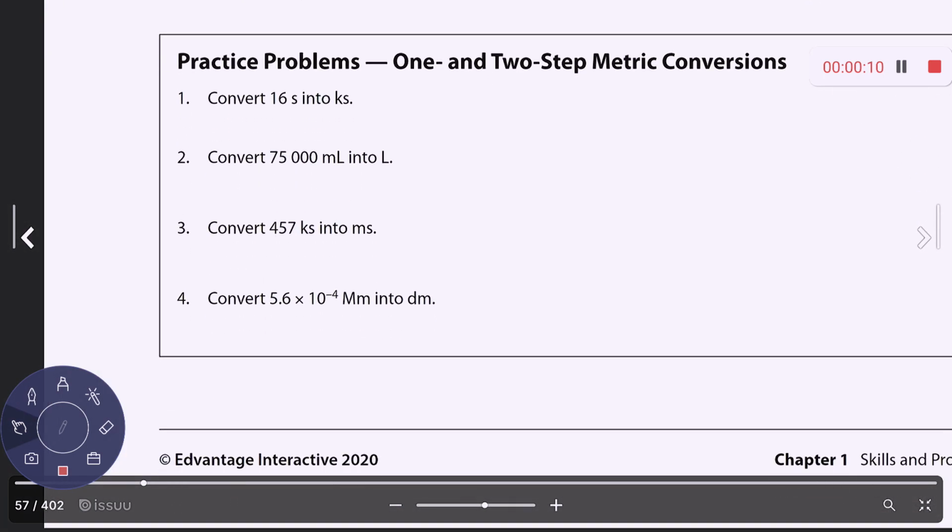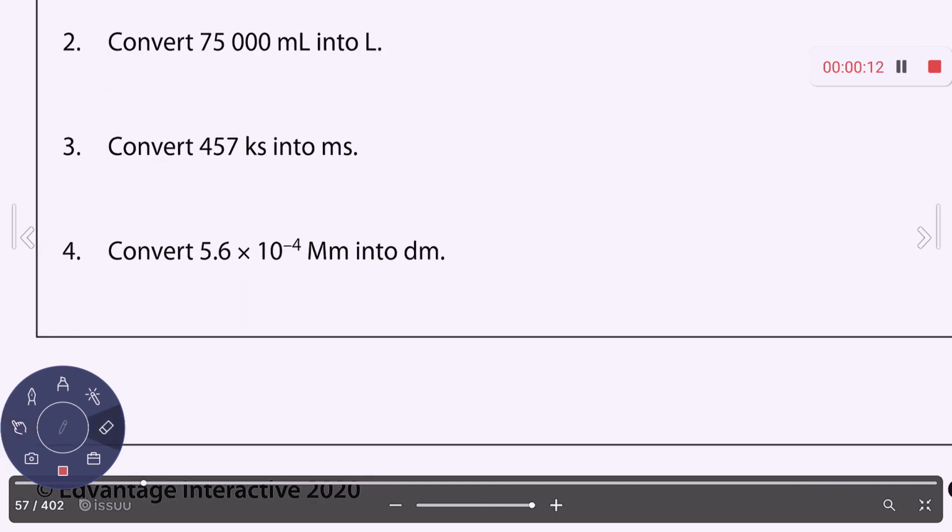Number three, you can see we're converting kiloseconds into milliseconds. So those are both prefixed units. So we're going to have to convert kiloseconds into seconds first, and then seconds into milliseconds second. So I'm going to have 457 kiloseconds.